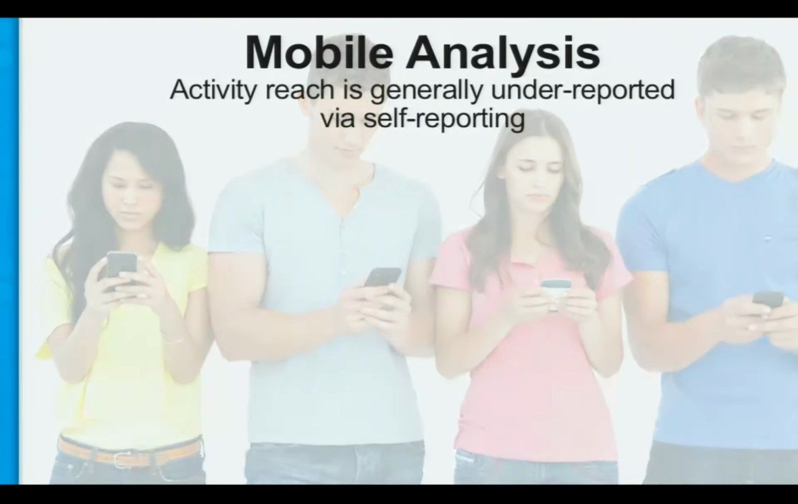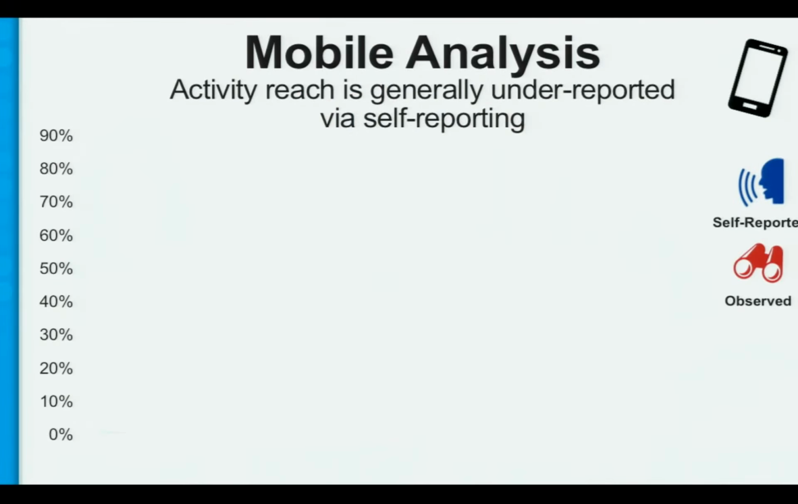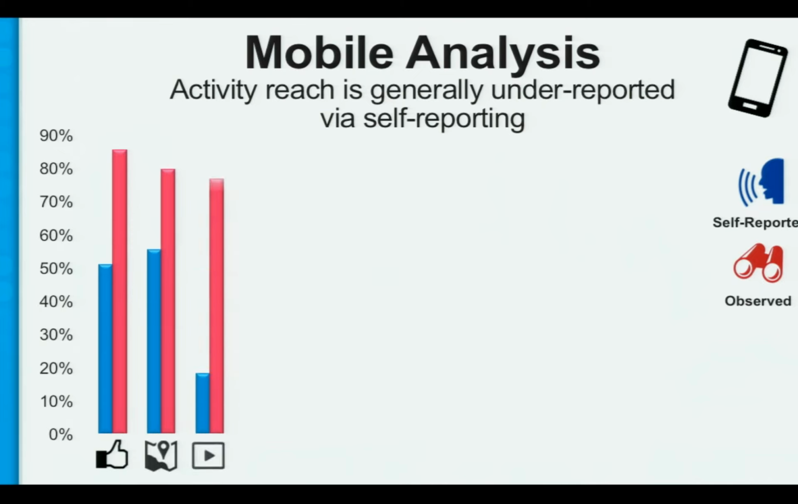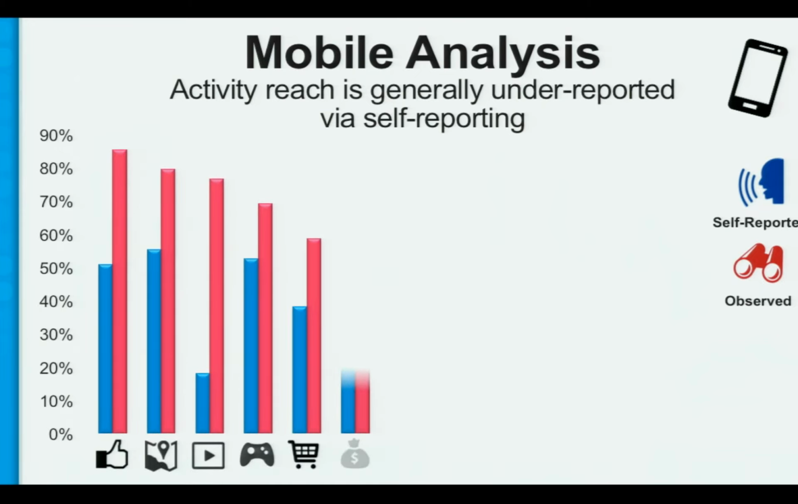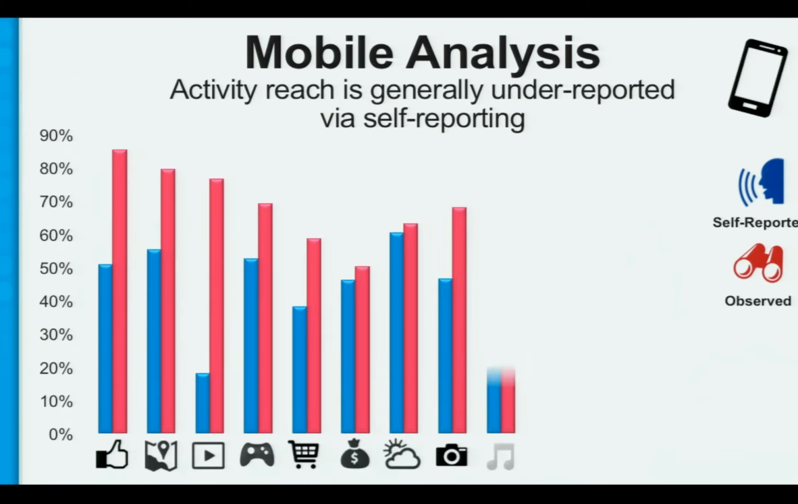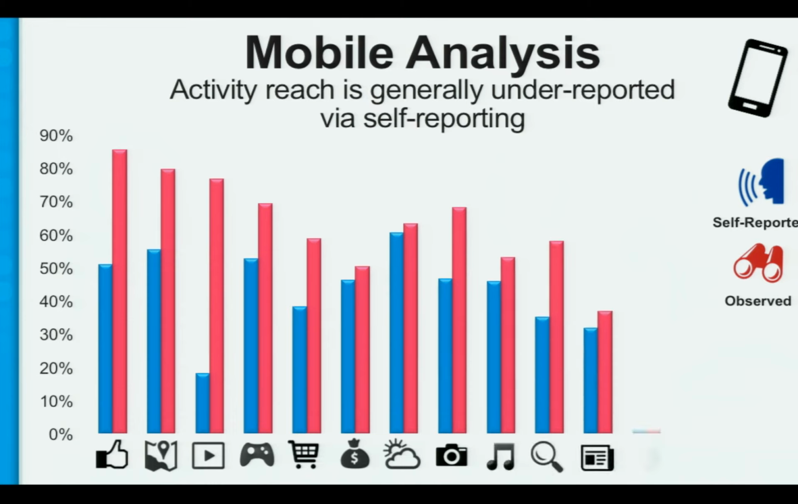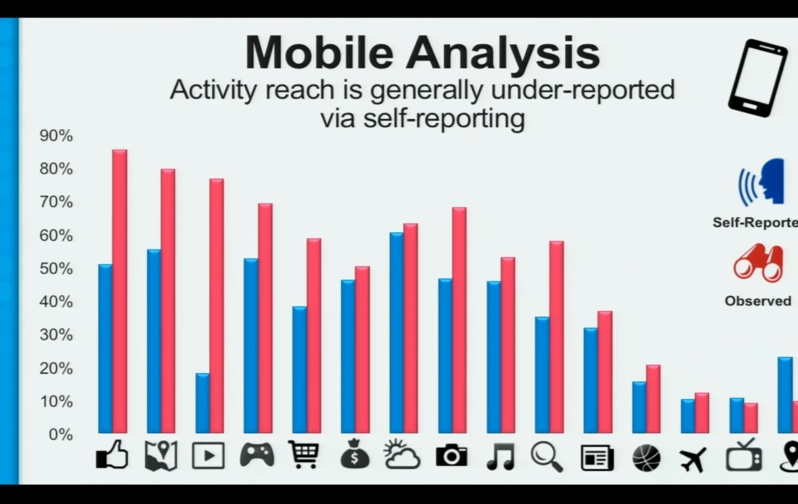All right, so let me show you now some of the results. This first set is for the mobile data, so cell phone. And what you see is the red bars are observed, and the blue are self-reported. And if self-reported and observed matched, all of these bars would be pretty much right on. And this is activity reach, okay, across the different 15 apps.